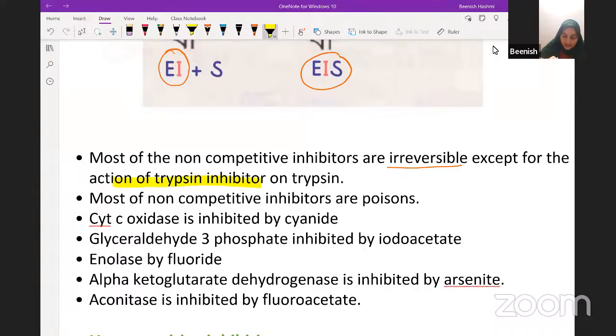So this is the exception. If you remove trypsin inhibitor from the medium, what will happen? Trypsin will be activated again. Most non-competitive inhibitors are poisons. Like cytochrome C oxidase is inhibited by cyanide, known as cyanide poisoning. Glyceraldehyde 3-phosphate dehydrogenase is inhibited by iodoacetate. We've done this in glycolysis.